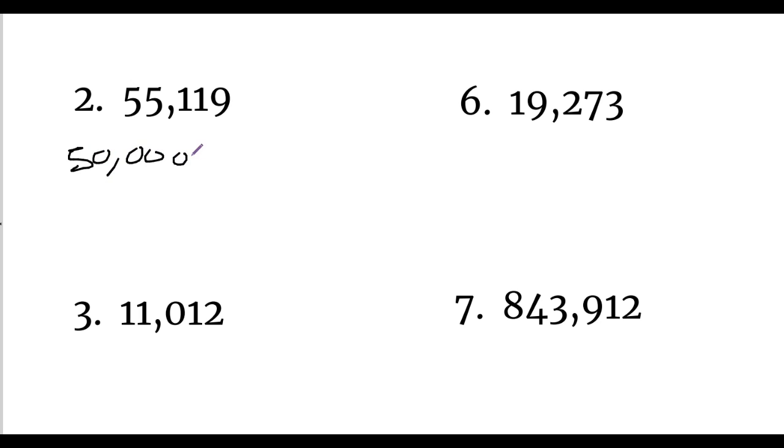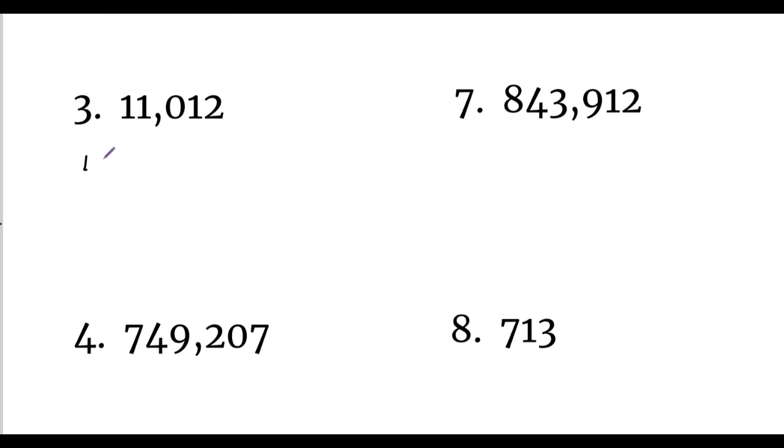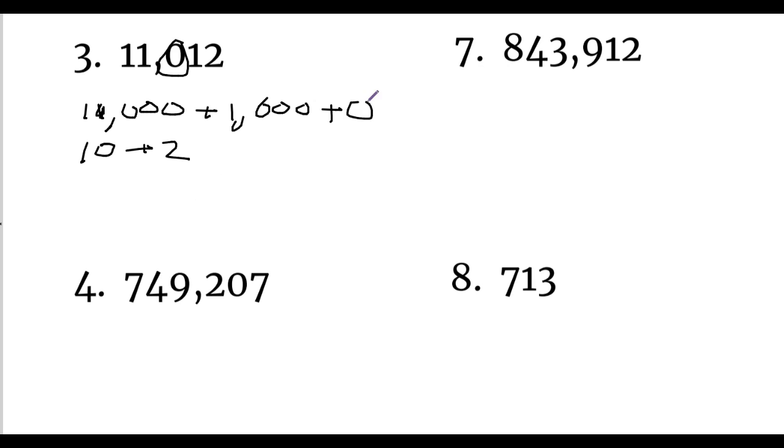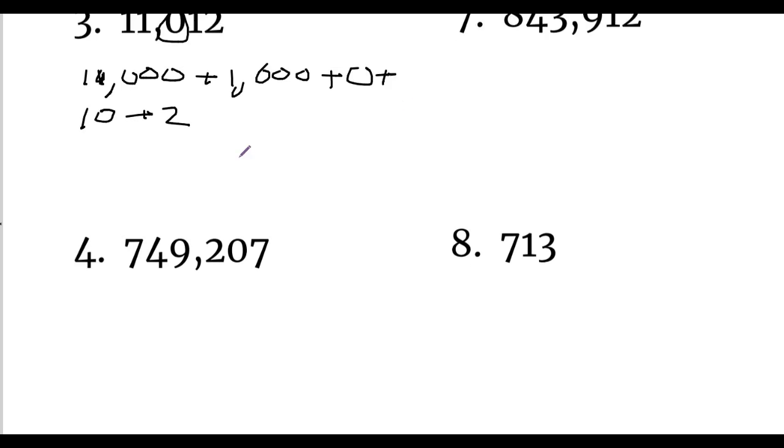50,000 plus 5,000 plus 100 plus 10 plus 9. 11,000 plus 1,000 plus, this is a 0, so it's nothing. So then you just skip to the next one, you go 10 plus 2. You can add 0 if you really wanted to, but there'd be no real difference.